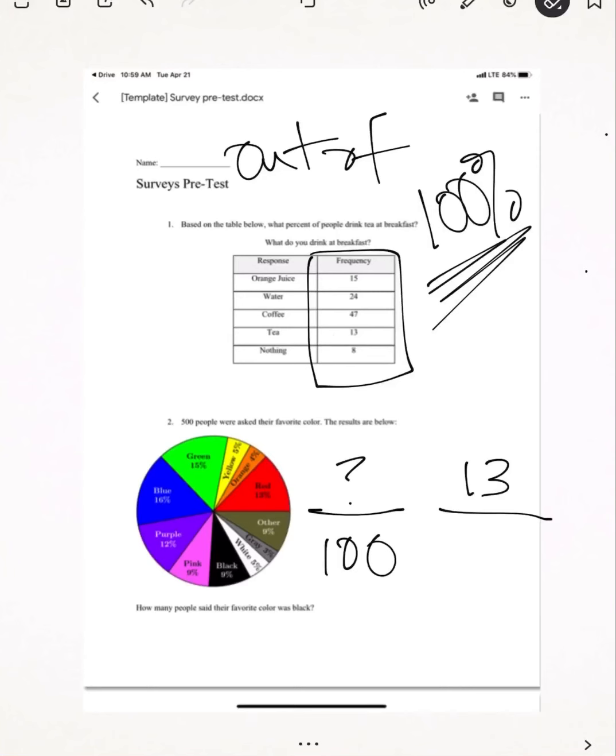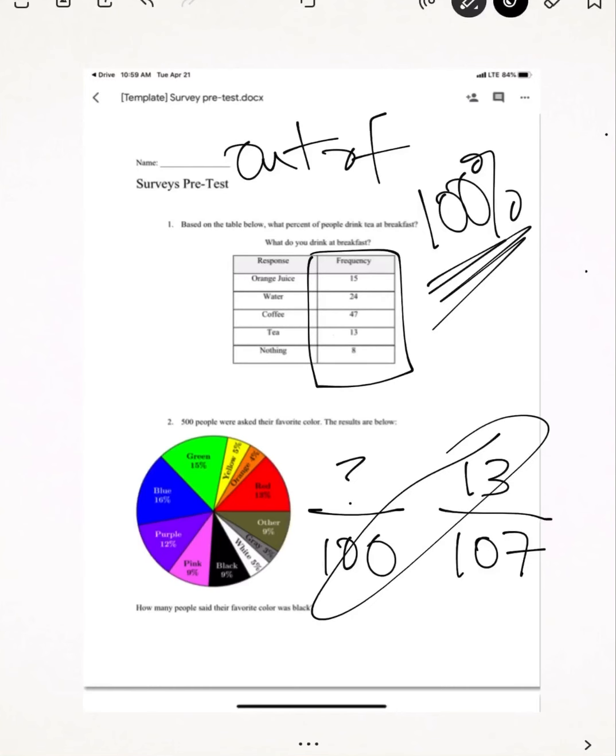So I will add up 15 plus 24 plus 47 plus 13 plus 8, which will give me my total number of people that were surveyed. And so now I know that I've got 107 people. Out of those 107 people, 13 of them drink tea. I can do the cross multiplication. 13 times 100 gives me 1,300, and then I'll divide that by 107.